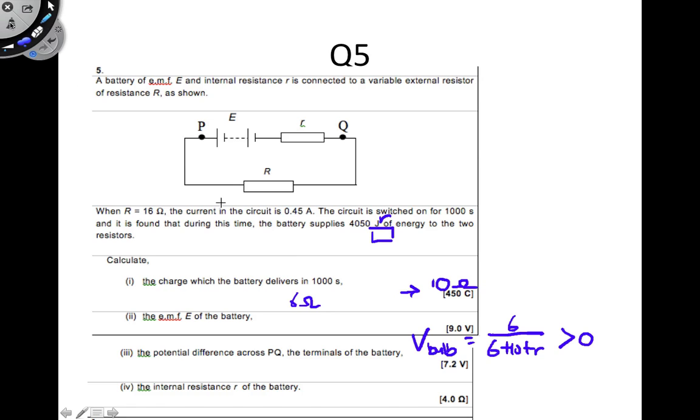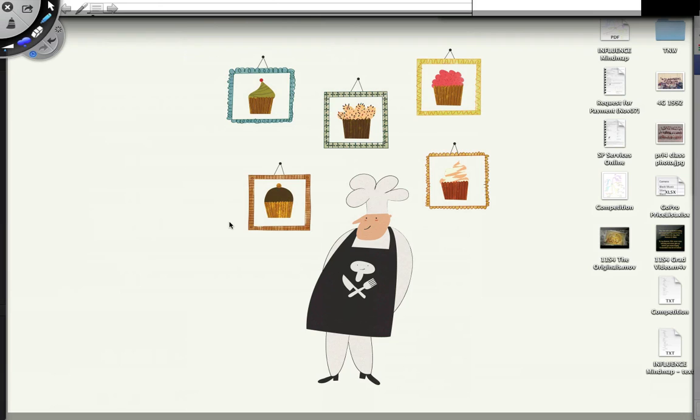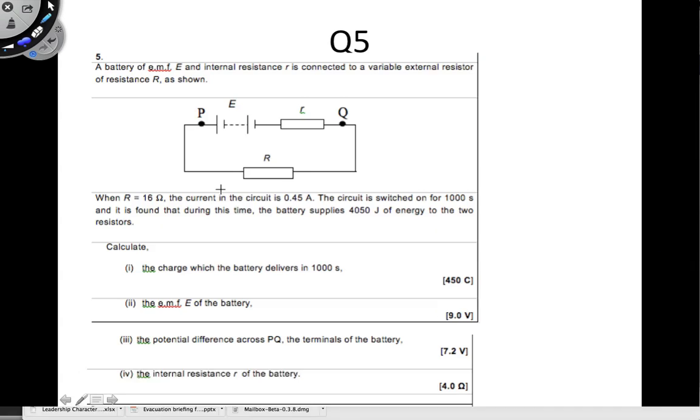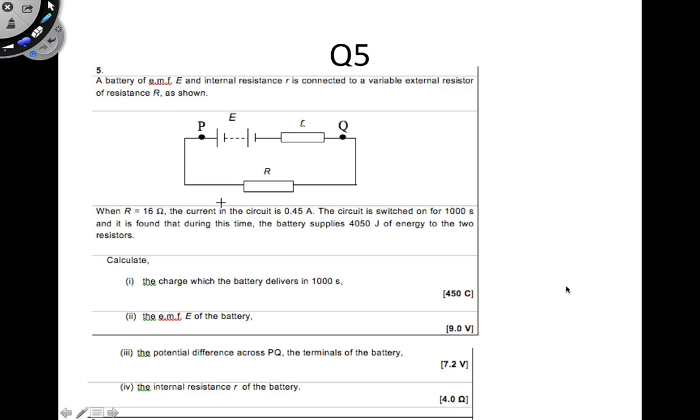Let's look at question 5 now. I have a battery of EMF E and internal resistance r connected to a variable external resistor capital R as shown. When capital R is 16 ohms, the current is found to be 0.45 ampere. The current is switched on for 1000 seconds, and during this time, the battery supplies 4050 joules of energy to the two resistors. Calculate the charge which the battery delivers in 1000 seconds, the EMF of the battery, the PD across PQ, the terminals of the battery, and the internal resistance of the battery.